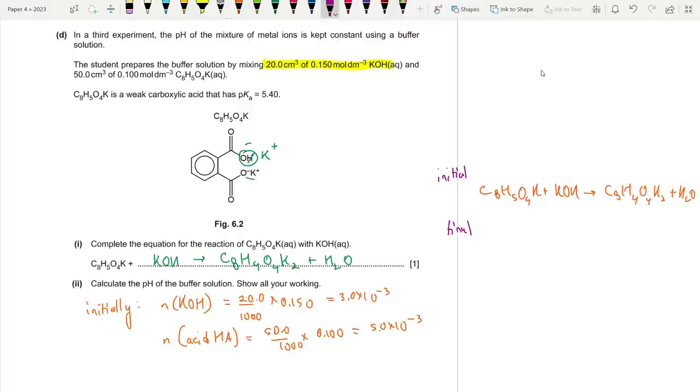So we had 5.0 into 10 power minus 3 moles of this and 3.0 into 10 power minus 3 moles of this. After they reacted, since they react in a 1:1 molar ratio, all of the base will be used up, right? And some of the acid will remain. So this becomes 0 and this turns into 2.0 into 10 power minus 3 after subtraction. And since this also has a 1:1 ratio, this was 0 initially, now it will increase to 3.0 into 10 to the power minus 3. And also water 3.0 into 10 power minus 3. That's worthless though, we don't need that.